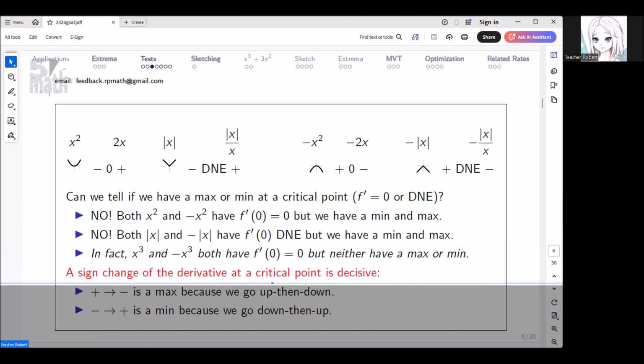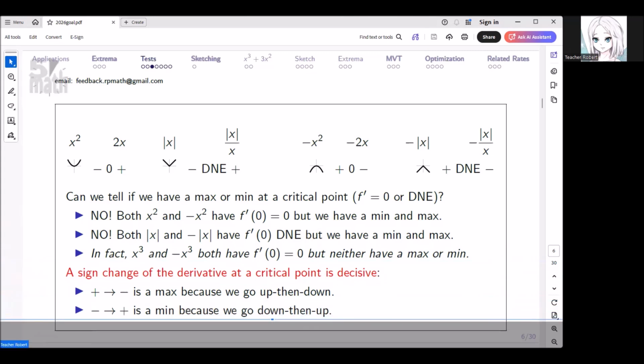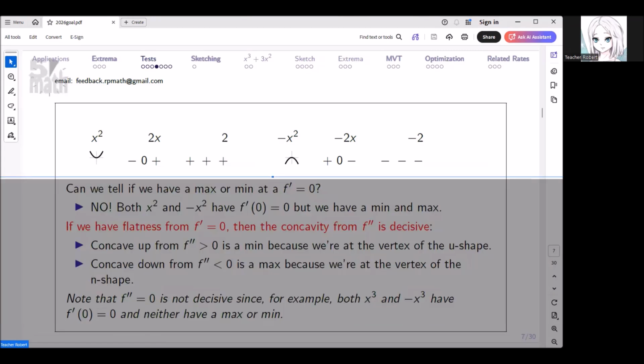A sign change of the derivative at a critical point is decisive. Positive to negative is a max because we go up, then down. Negative to positive is a min because we go down, then up. Here are some examples.